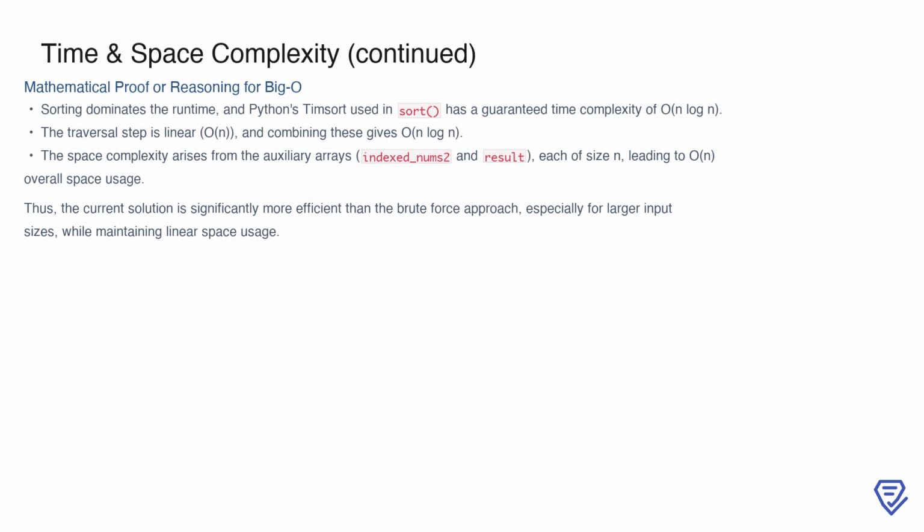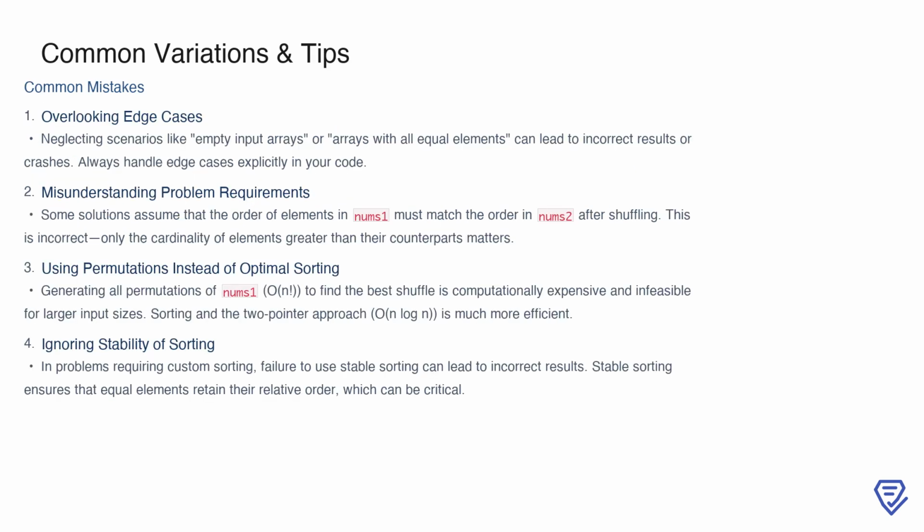This efficient use of time and space makes the current solution far superior to the brute force approach, particularly for larger input sizes, while still maintaining linear space requirements. When tackling the advantage shuffle problem, there are some common mistakes to watch out for.